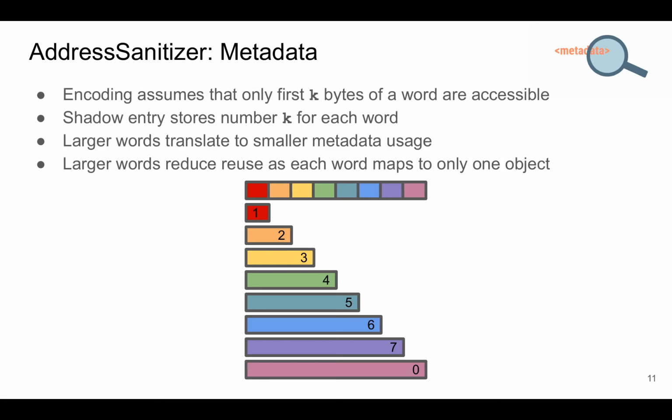So the encoding assumes that only the first k bytes are accessible. The shadow entry stores the number k for each word. Larger words translate to smaller metadata. So we could also have blocks of 32 bytes per byte, 64 bytes per byte. But the trade-off is that we lose a lot of memory due to additional padding.